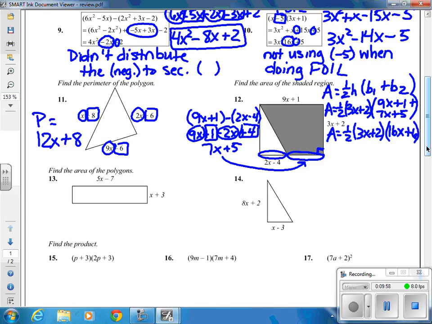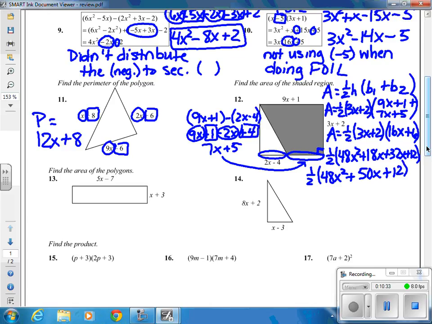At this point, you're going to have to do FOIL. Just don't forget to leave the 1/2 hanging out until we're finished. So 3x times 16x is 48x squared. 3x times 6 gives you 18x. 2 times 16x gives you 32x, and 2 times 6 gives you plus 12. Now again, we're going to combine the middle. So I'm looking at 1/2 times 48x squared plus 50x plus 12.